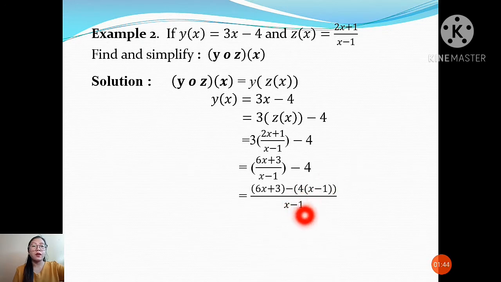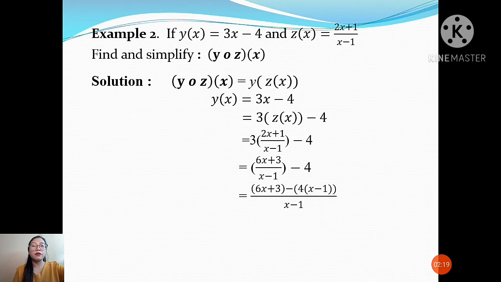So x minus 1. The reason how we got this result: the numerator, x minus 1 divided by x minus 1, is 1 times 6x plus 3. So that's why the answer is 6x plus 3. And then on this side, x minus 1 divided by 1. We know that 4 has an invisible denominator, which is 1. So that's why x minus 1 divided by 1 times 4 is 4 times x minus 1.